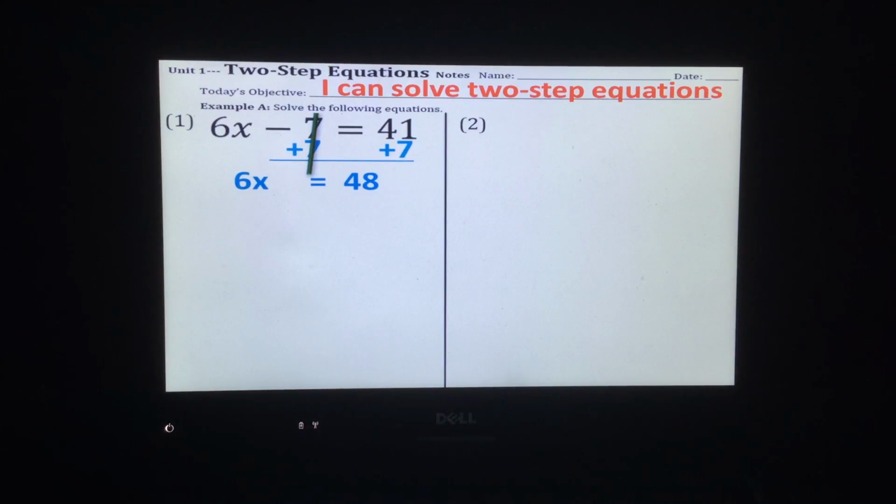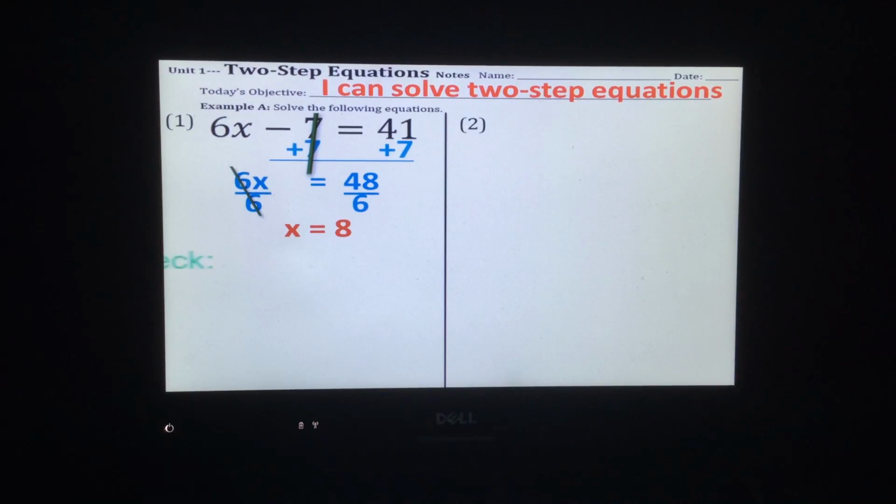You just got rid of the stranger, now it's just you and your best friend. But now you want some alone time, so you want to get rid of your best friend. How do we get rid of the 6? Right now it's being multiplied. The way you get rid of it is you divide. So you're going to divide the 6 on both sides. You're left with x over here. On the other side, 48 divided by 6 is 8. You are by yourself. x equals 8, so it's isolated. Therefore, you're done and you found the answer.